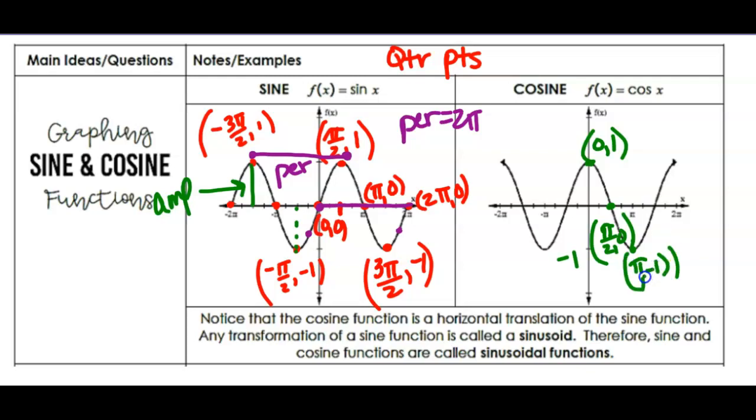It's supposed to be a comma, sorry. All right, this one is 3 pi over 2, 0. And then it's back at its maximum here at 2 pi, 1.